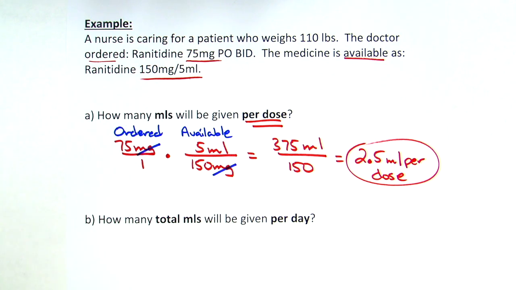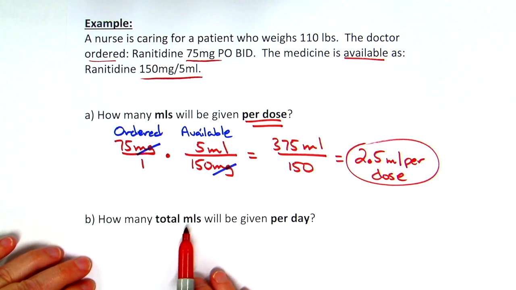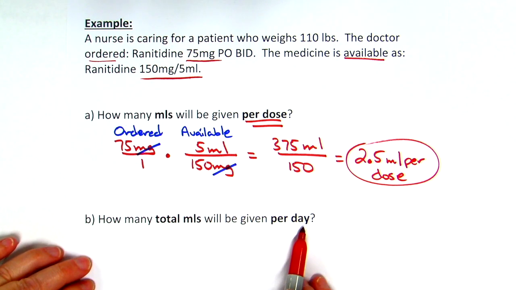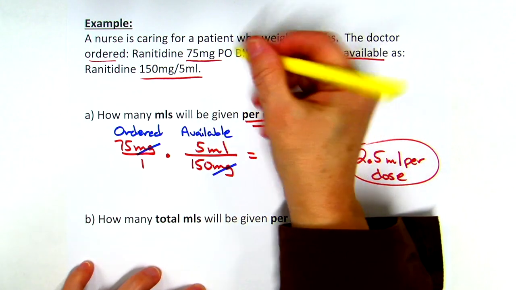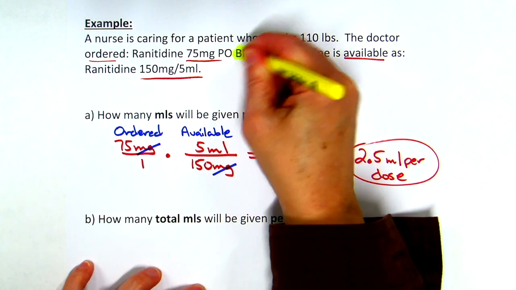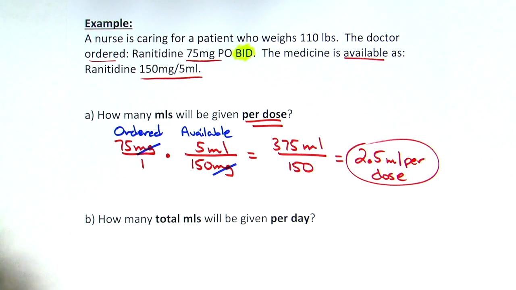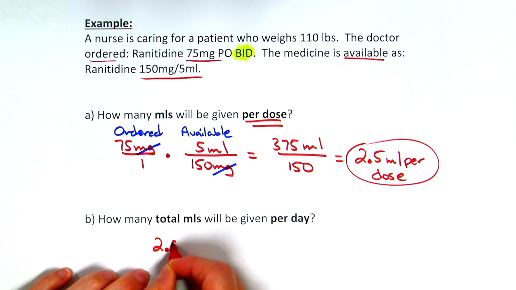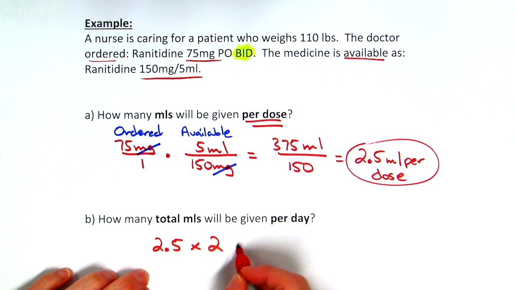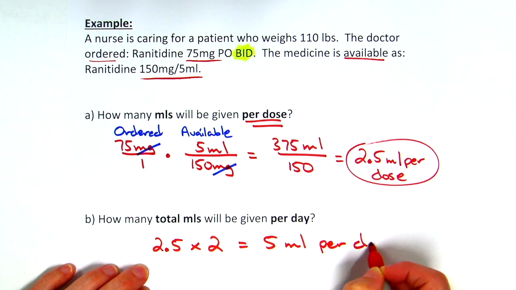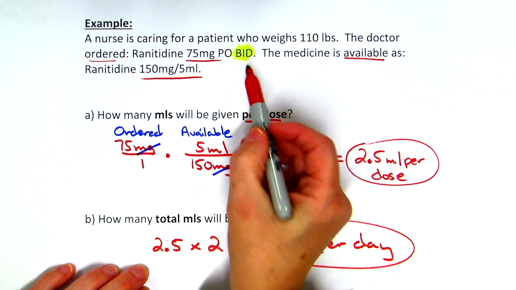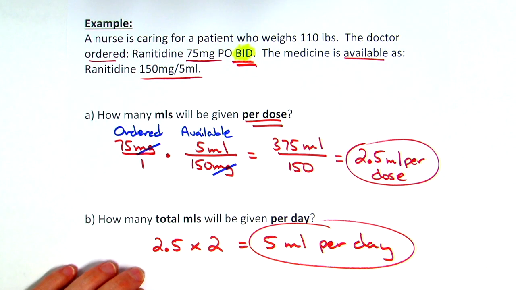Now let's take a look at this. How many total milliliters will be given per day? For that, this is where you have to have BID memorized. You've got to know what that abbreviation is. That abbreviation is twice a day, 2 times a day. So that means I'm going to take 2.5 times 2, and that's going to give me 5 milliliters per day. BID, twice per day.